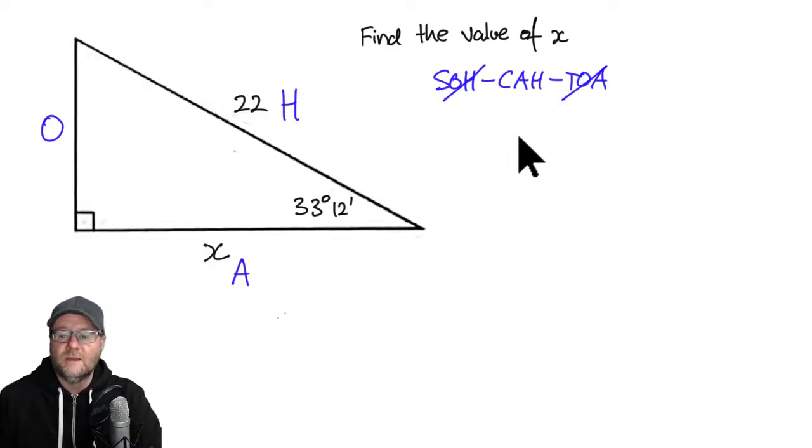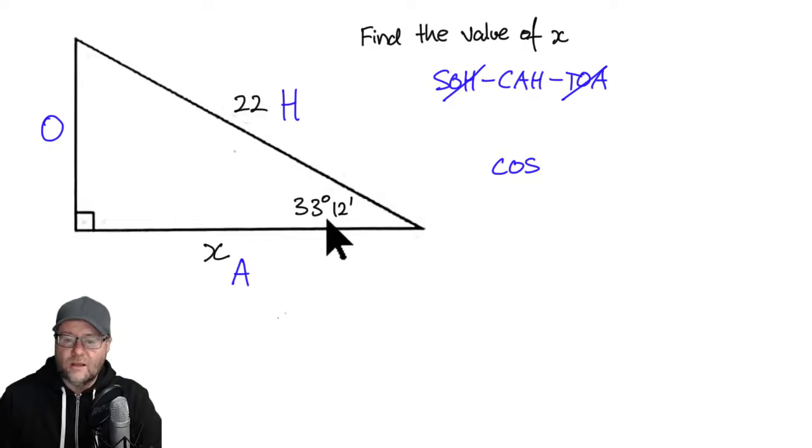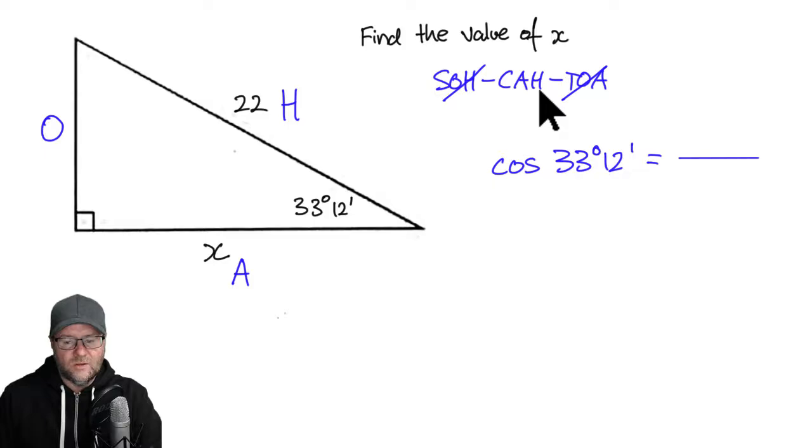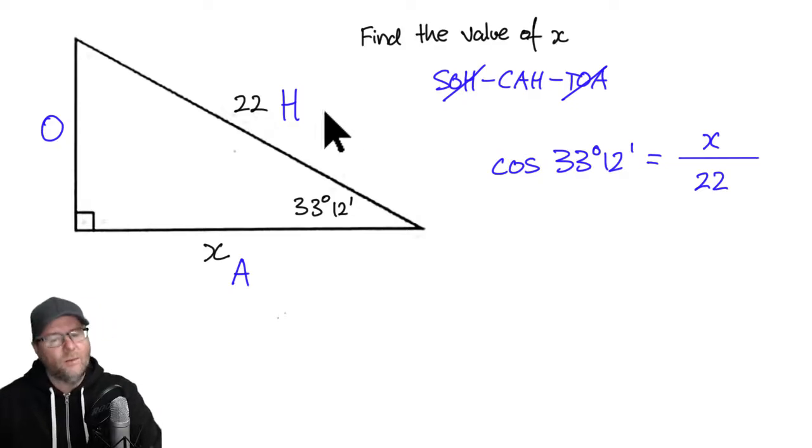This is going to be a cos question, a cos ratio, because I've got adjacent and hypotenuse. Let's create the equation. Cos of my angle, which in this case is 33 degrees, 12 minutes, equals cos is adjacent, the A, over hypotenuse, so X over 22 in this case. Adjacent over hypotenuse. Now, we're nearly done.